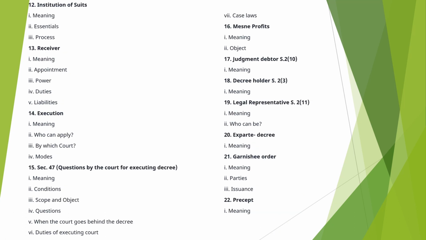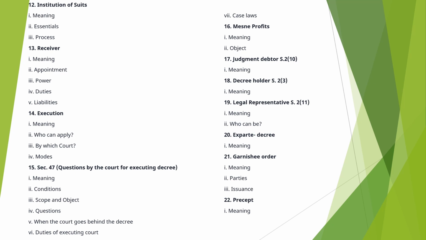Then we will discuss the topic of institution of suits. What is the meaning, essentials, process. Then another topic is receiver: meaning, appointment, power, duties and liabilities of receiver we will discuss in this topic. Then execution: meaning, who can apply, by which court, which mode we can apply execution, we will discuss in this topic. Other topic is Section 47, questions by the court executing a decree. What is the meaning, conditions, scope and object, questions, when the court goes behind the decree, duties of executing court, case laws we will discuss in this topic.